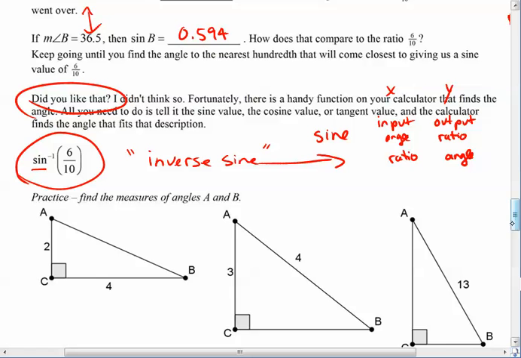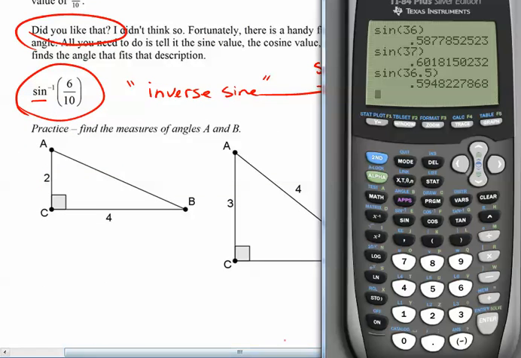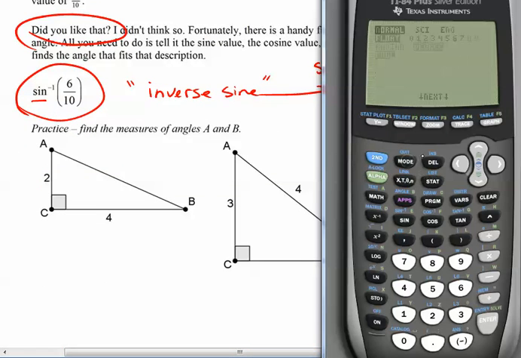Okay, so again, it is important that you are in degree mode. If your calculator's been cleared recently or is new from the store, it'll be in radian mode and you need to change it to degree mode.